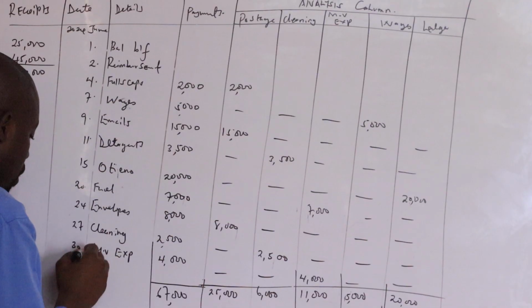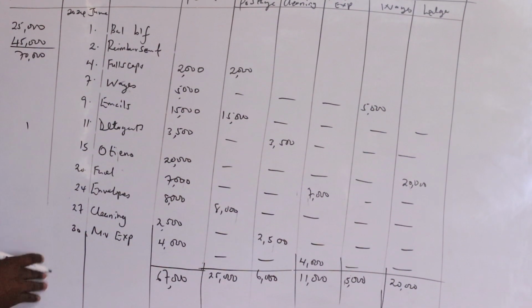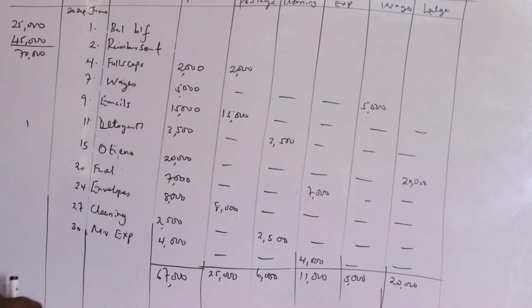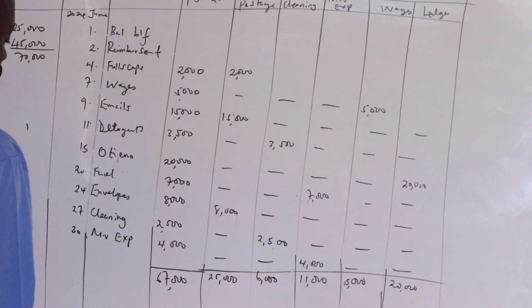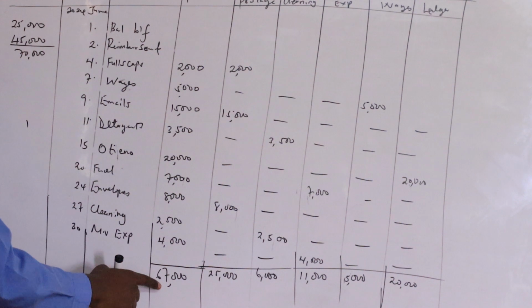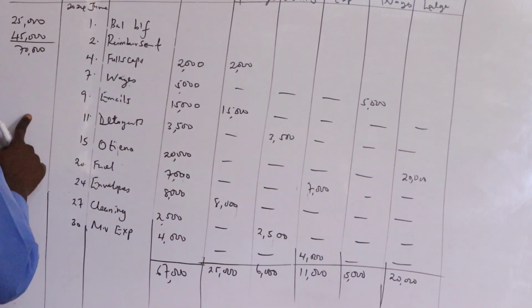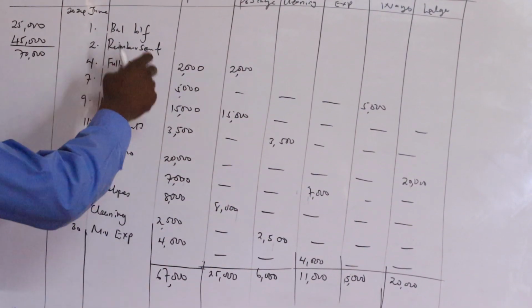So we want to balance our petty cash book. I told you this is the same as the debit side. This is the credit side because it's cash we are dealing with. So outflows is 67, inflows is 70. So we're having a difference of 3,000. The debit side is more than the credit.